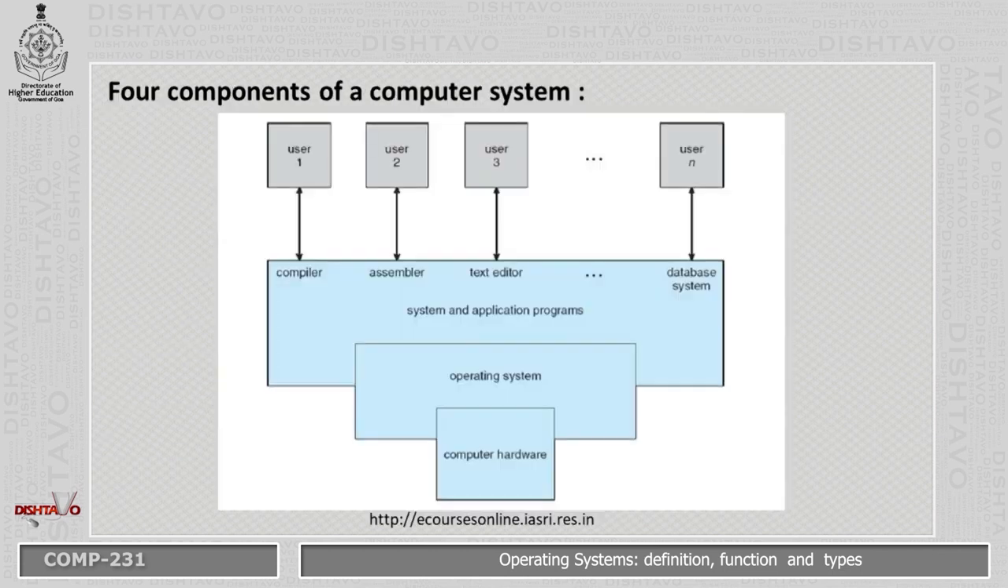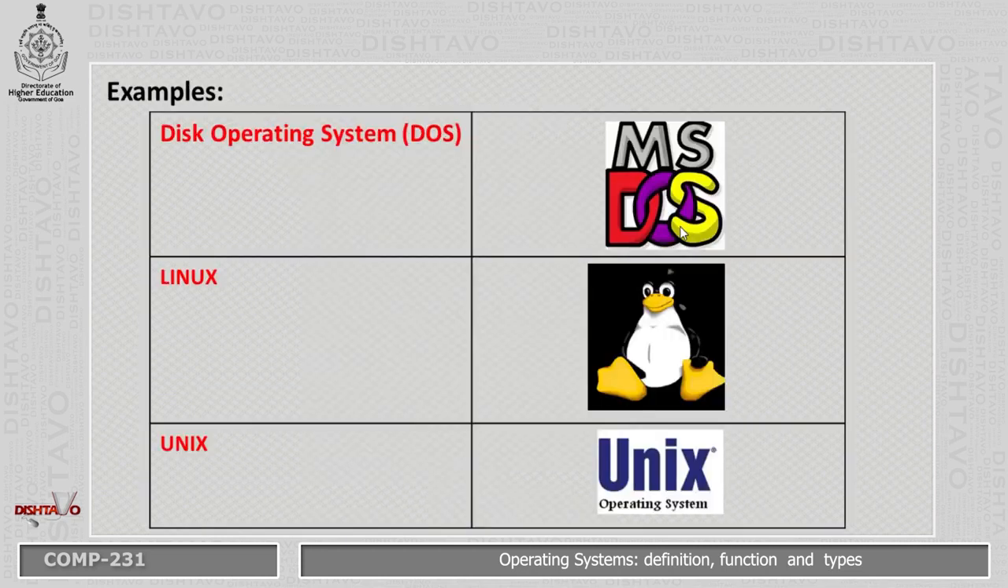There are four components of a computer system. We can say the bottom is computer hardware, and above it are the system and application programs. So the operating system acts like an intermediary or bridge between the user and the computer hardware, and it is accessed by the user. There are different types of operating system as we discussed.